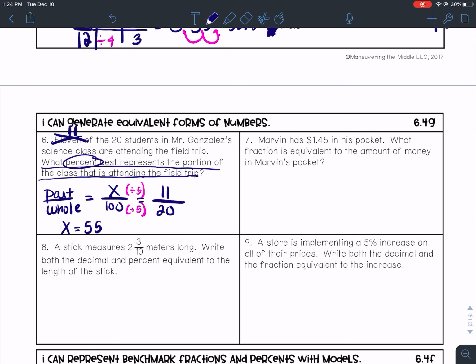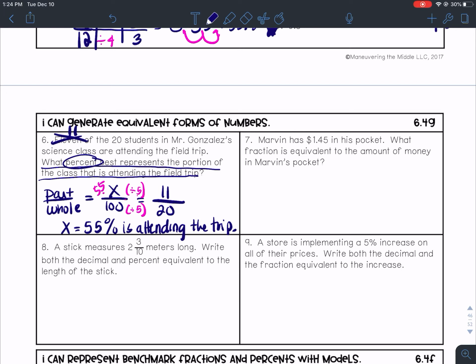Okay? And let me check. I'm just going to check if it makes sense. If I were to put 55 right here, is 55 divided by 5 11? Well, yes, it is. So then that means 55% of the class is attending the trip.